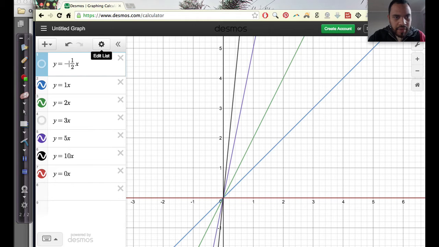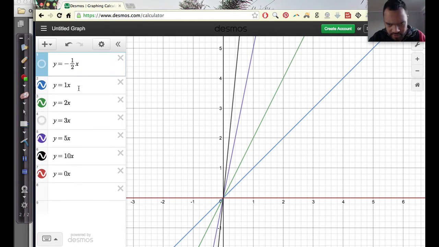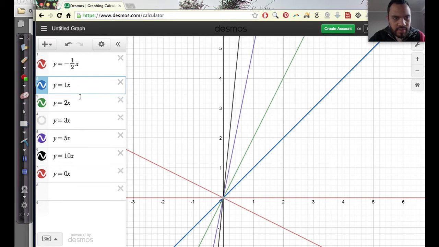So I'm going to put in minus a half x squared. Let's put the minus here. Oh, sorry, minus a half x squared. Okay, and let's just switch that color on. There we can see it.